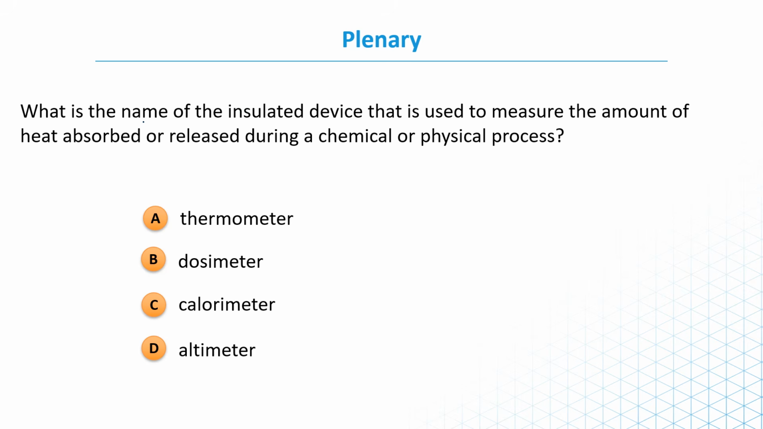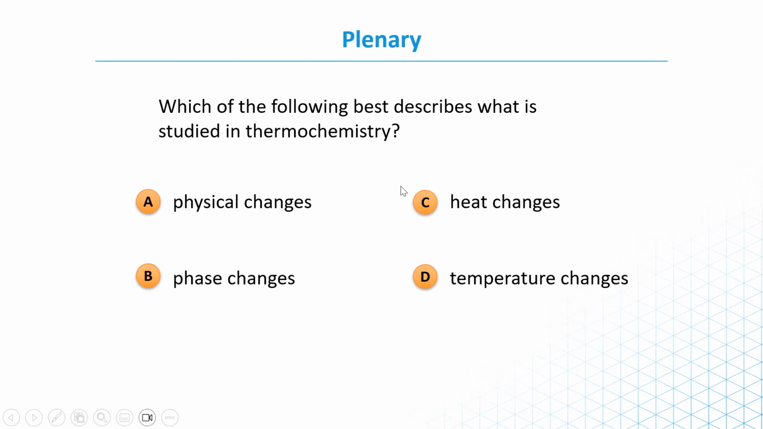Okay, final summary, final questions before we finish our lesson. What is the name of the insulated device that is used to measure the amount of heat absorbed or released during a chemical or physical process? We said to measure heat absorbed or released we use the device called a calorimeter. Which of the following best describes what is studied in thermochemistry? Is it physical changes? No. Phase? No. Temperature? No. We said thermochemistry is the study of heat changes.